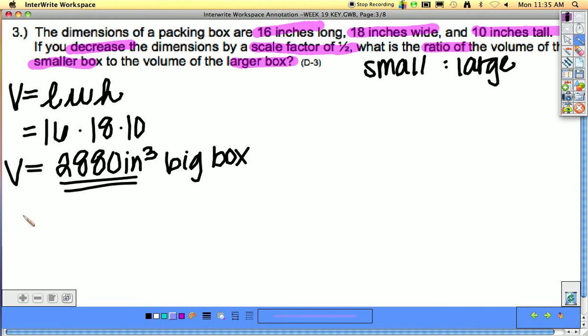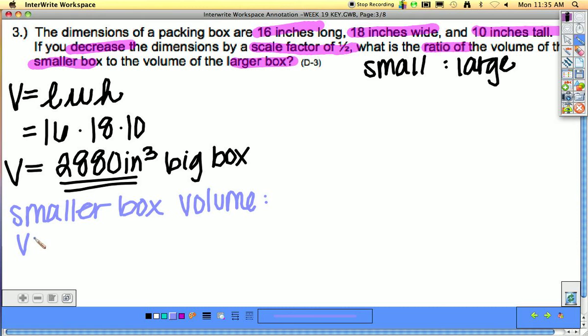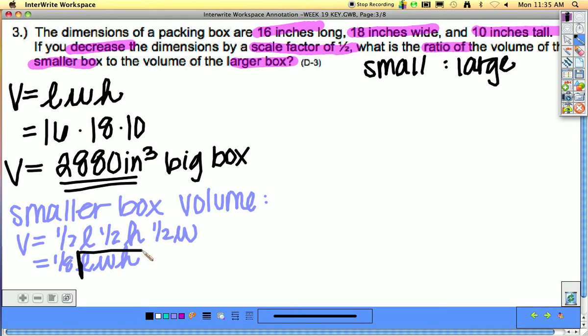I now need to find my smaller box volume. In order to do that, I know that I have to take my scale factor and multiply it by each dimension. So I have volume equals 1/2 times the length, 1/2 times the height, 1/2 times the width. I did that kind of backwards. But either way, when you multiply 1/2 times 1/2 times 1/2, that's the same thing as 1/2 cubed, or 1/8, times length, width, height, which is volume.